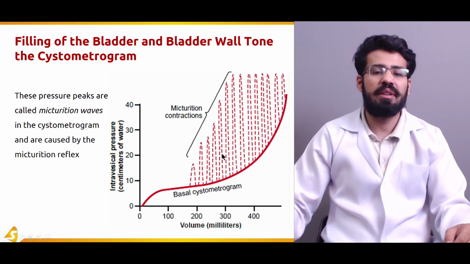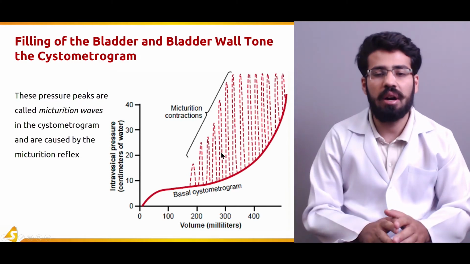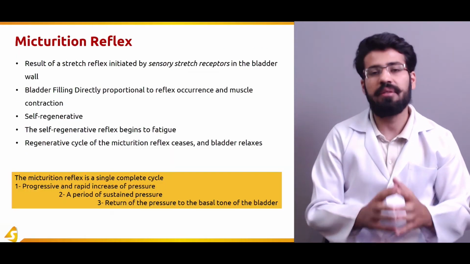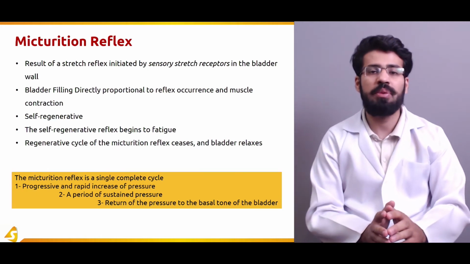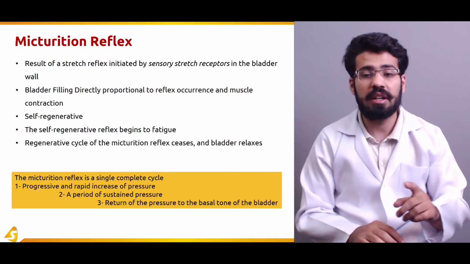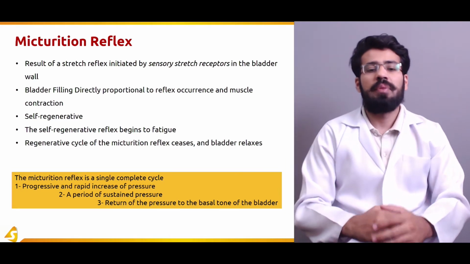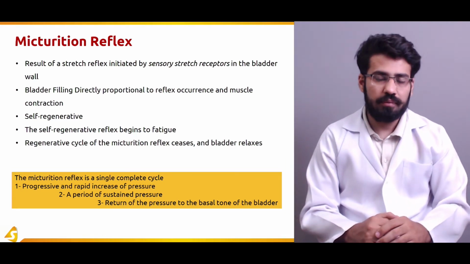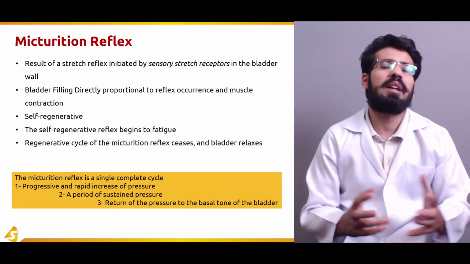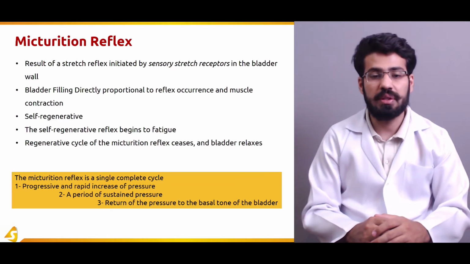So the micturition reflex is basically a result of a stretch reflex. We have discussed that particular stretch reflex in the previous slides, which is initiated by the sensory stretch receptors. We have discussed that as well in the bladder wall, of course. Now, the bladder filling is directly proportional to the reflex occurrence and the muscle contraction.